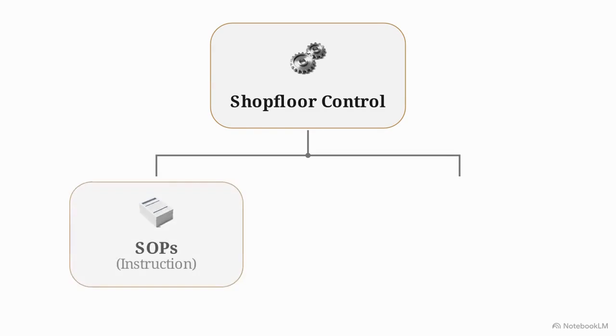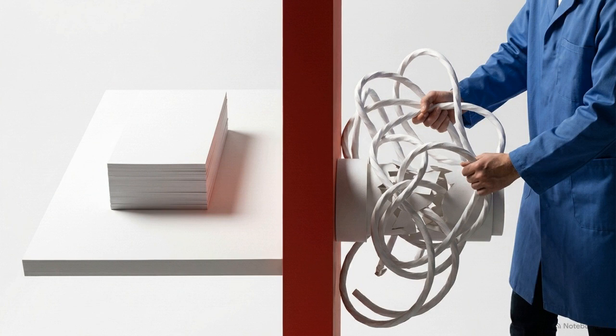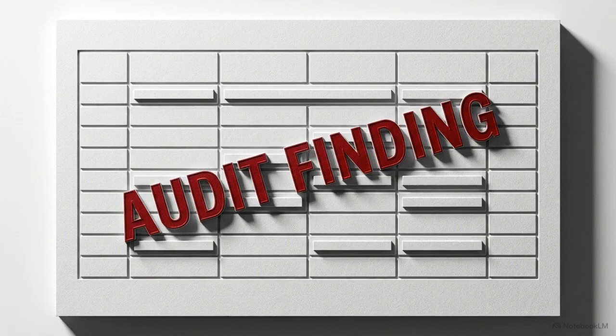On one side are instructional documents, or SOPs, which dictate how the work is done. On the other side are evidence documents, like records and logbooks, which prove the work occurred. A mismatch between written instructions and physical reality creates a contradiction. To an auditor, this gap represents an uncontrolled process.